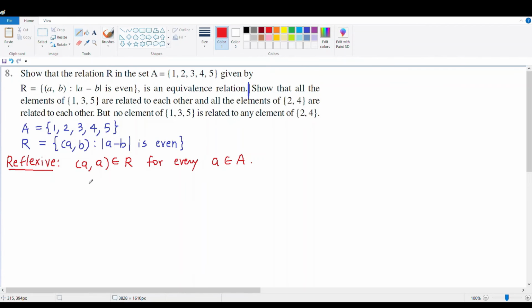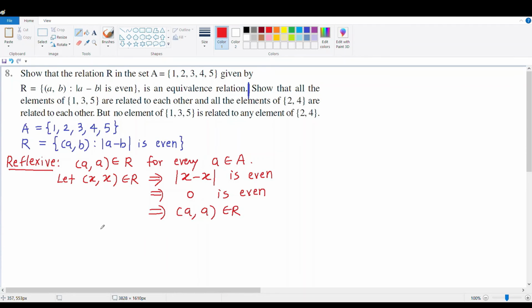Now let (x, x) belong to R. If (x, x) belongs to R, that means |x minus x| must be even. And is it even? You are going to get 0. So yes, of course 0 is even. So yes, (x, x) belongs to R means (a, a) belongs to R. So R is reflexive. Okay, so we proved one of those.